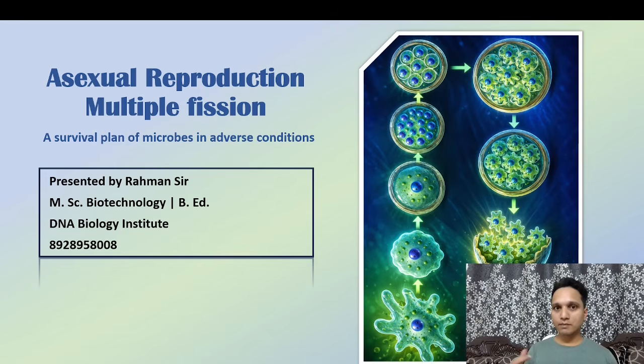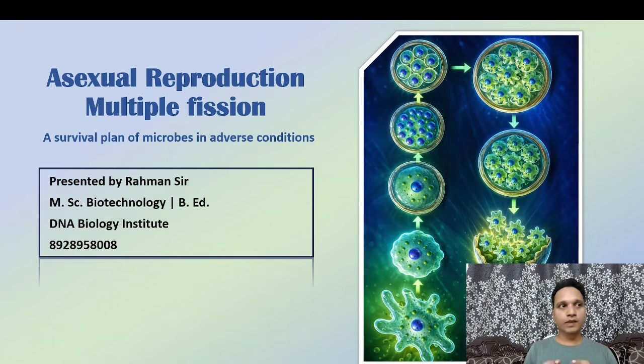Okay, so just like the previous topic, binary fission, multiple fission, the name itself is telling you the entire story. In binary fission, what happened? One amoeba is getting divided into two daughter amoebulae. And in multiple fission, one amoeba is going to divide into multiple amoebulae.